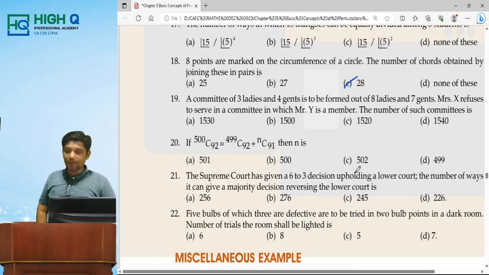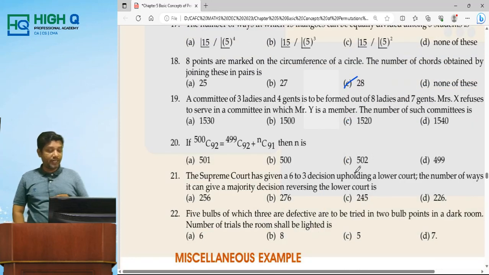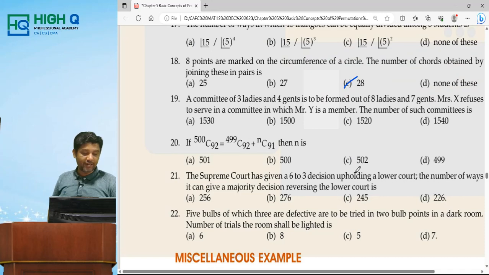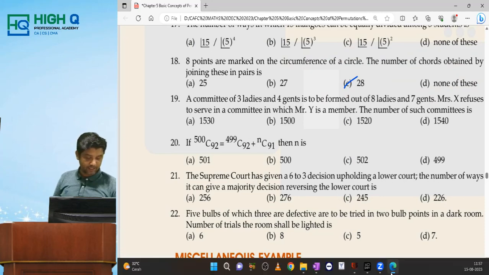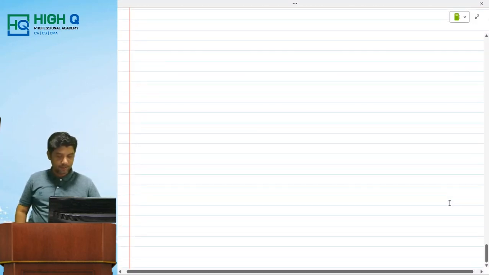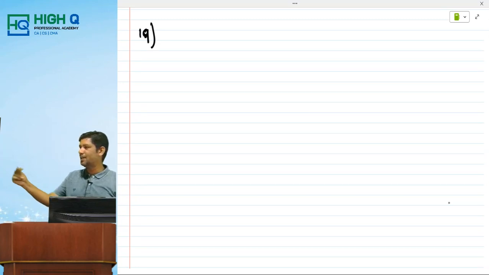I would like to do sum number 19. A committee of 3 ladies and 4 gents is to be formed out of 8 ladies and 7 gents. Please listen here. Sum number 18. All are requested to listen to this very carefully. If you listen to this, we can do it just like that. But explanation will take time. But in the examination, just like that you can do. Look at this.